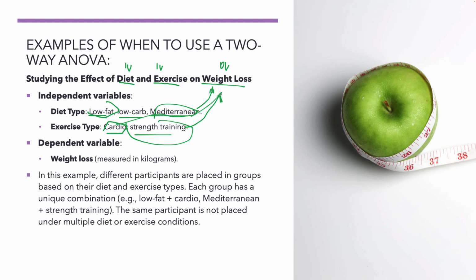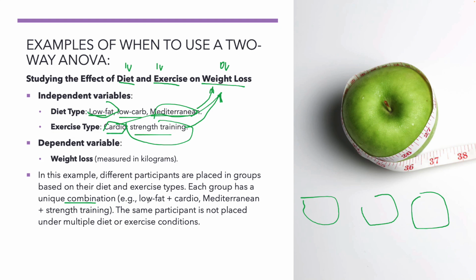So it's looking at all of these levels within the independent variables, and it's determining whether or not these things are impacting weight loss. So in this example, different participants are placed in groups based upon their diet and exercise, right? Each group has a unique combination, right? So I have 3 groups. I have 1, 2, 3. That's why I'm doing an ANOVA. Each group has a unique combination.